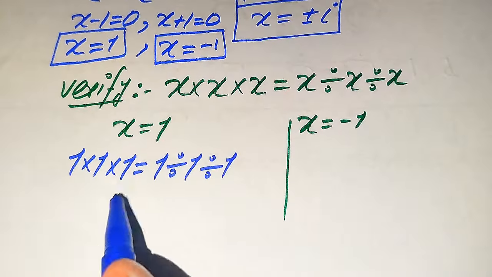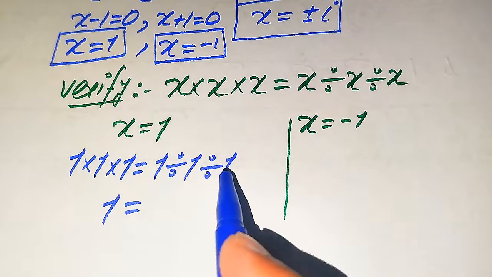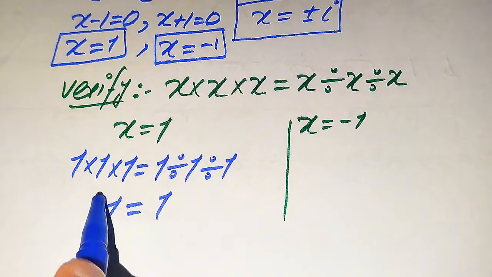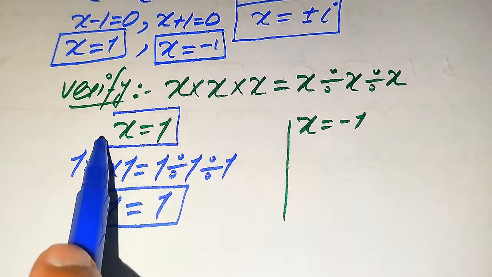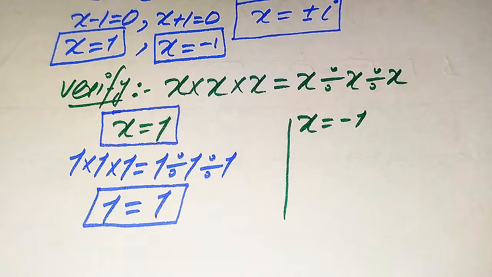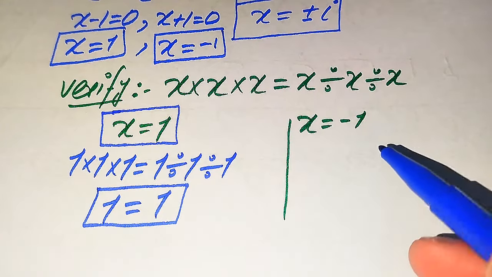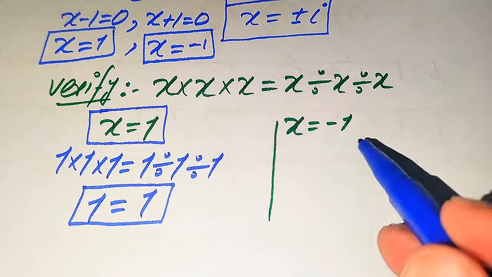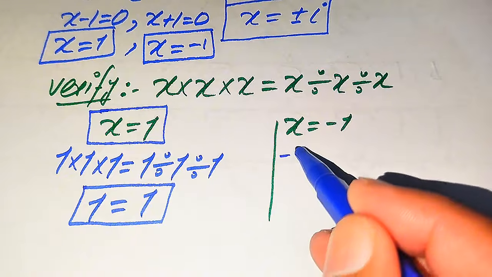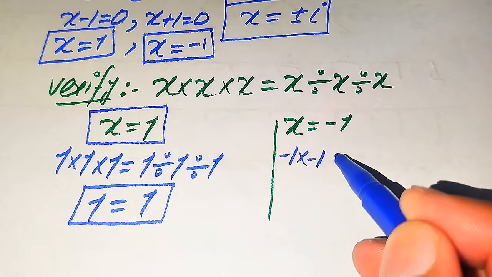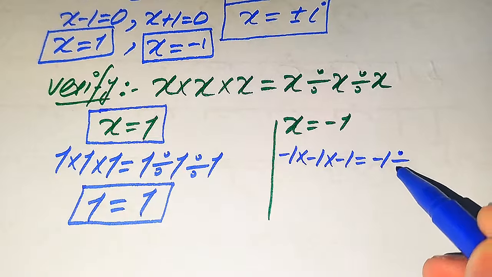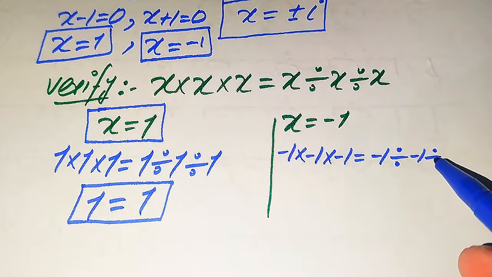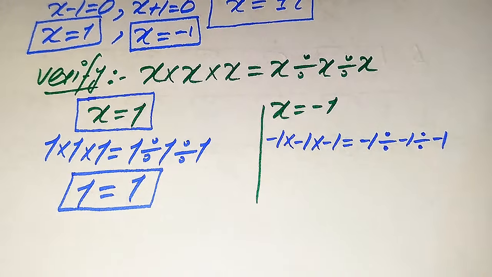So we have 1 times 1 becomes 1, and when we divide all these ones, you will get 1. So this shows that the value x equals 1 satisfies our given question statement because both sides are equal. And now we verify x equals minus 1. When you put this value here, it becomes minus 1 multiplied by minus 1 multiplied by minus 1 is equal to minus 1 divided by minus 1 divided by minus 1.